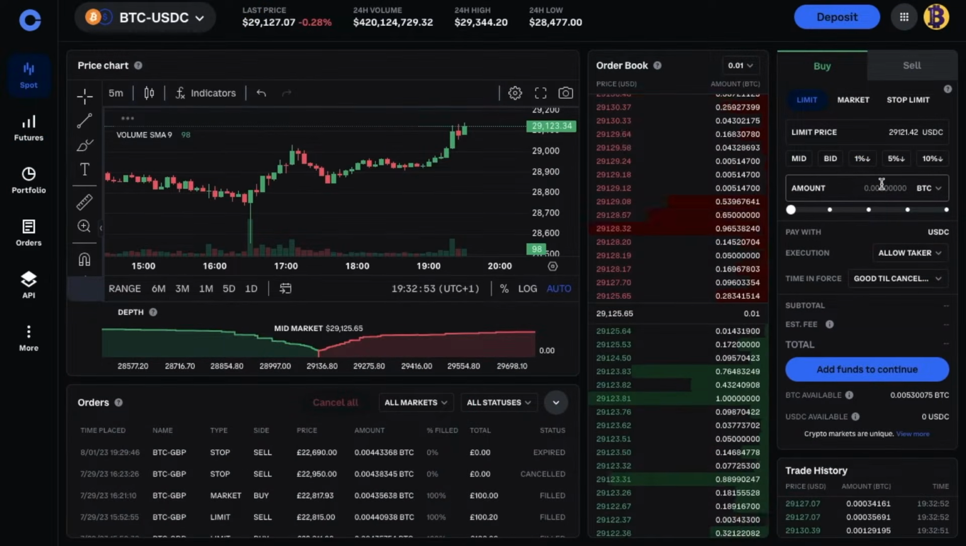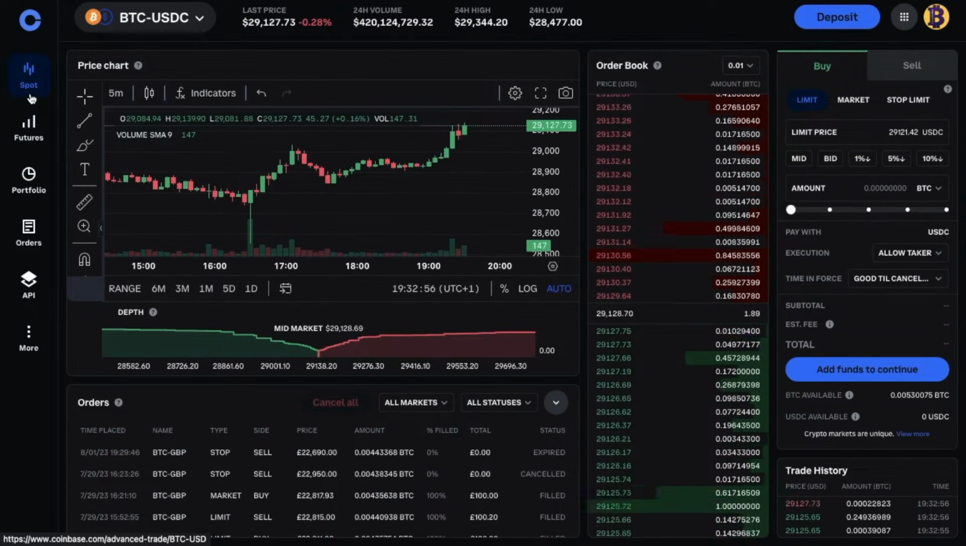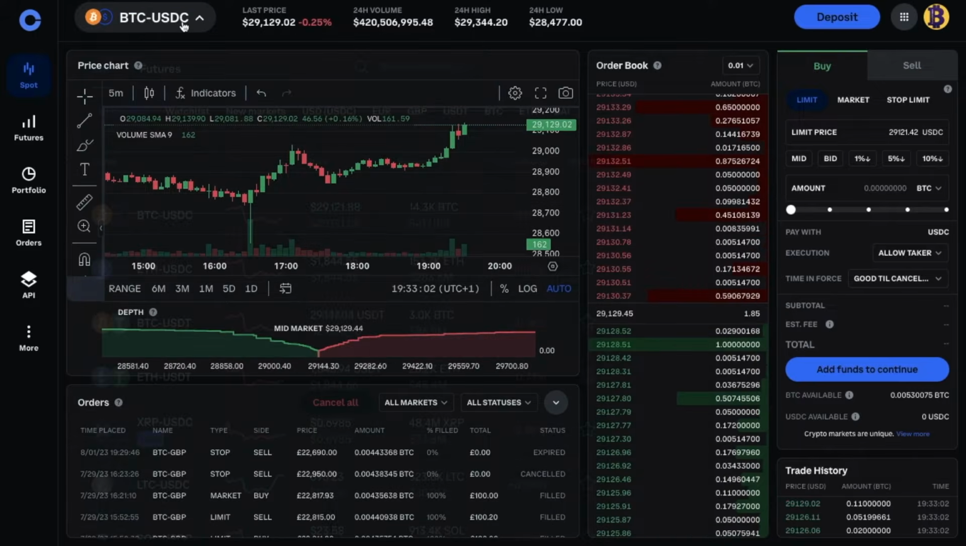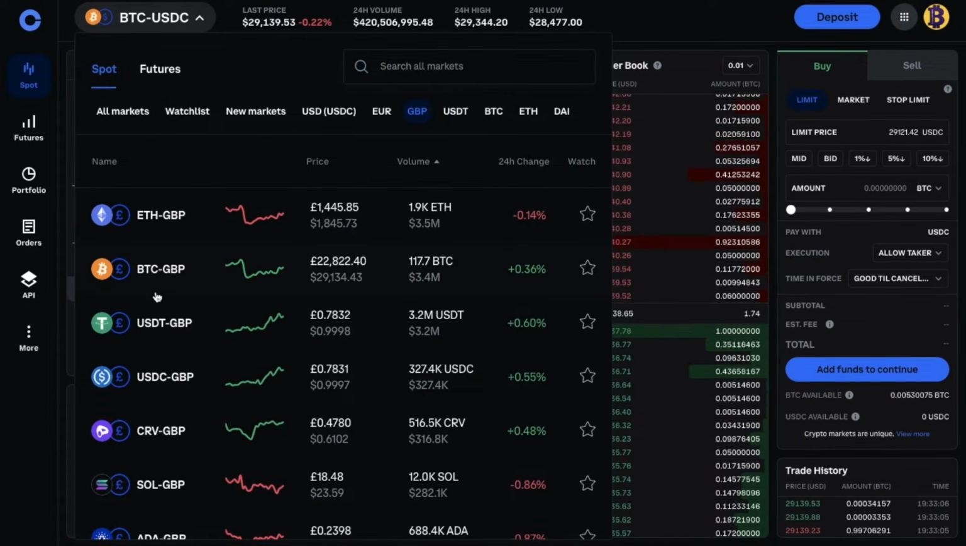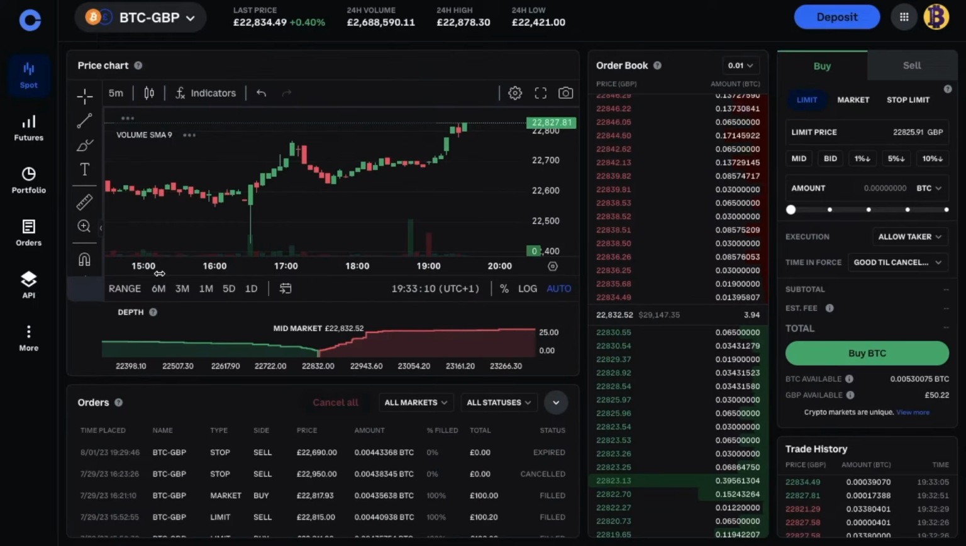And we'll need to be on the spot screen, which I've selected from the left-hand side of the screen. Then select the trading pair that you want to swap between from the drop-down here. In this example, I'm going to be trading Great British Pounds for Bitcoin, so I'm going to choose BTC-GBP.